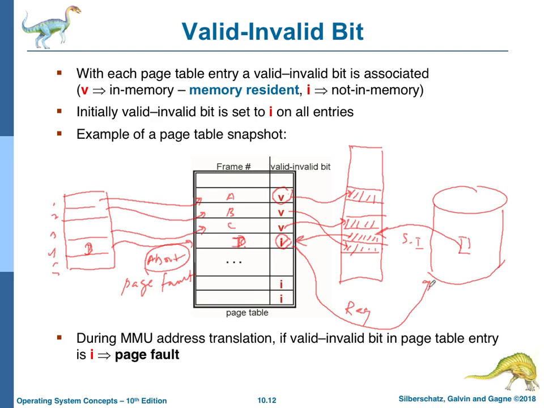So actually this request is a trap, which is generated for the operating system. We know that virtual memory is dealt with by the operating system, so the trap is generated for the operating system. During MMU address translation, if the valid or invalid bit in the page table entry is I, then a page fault is generated. Page fault is very important here.